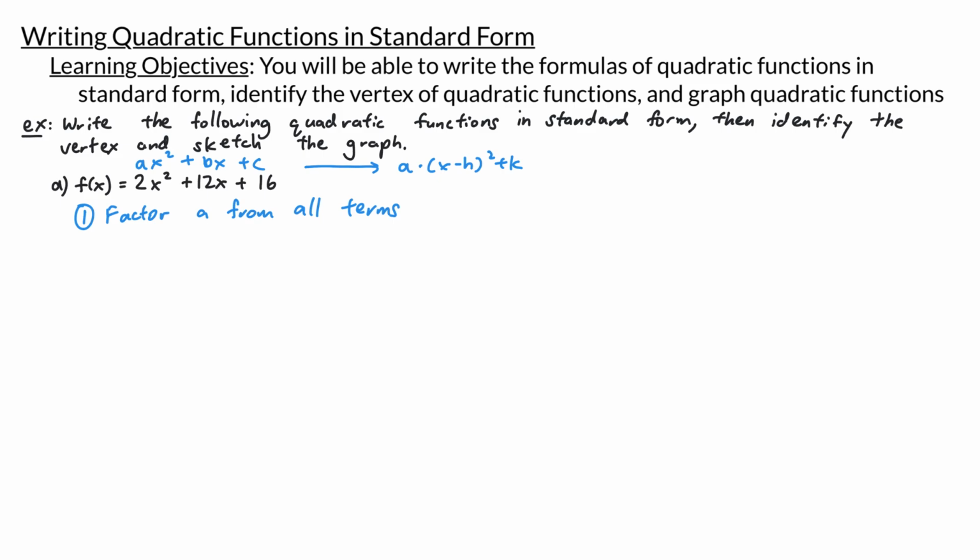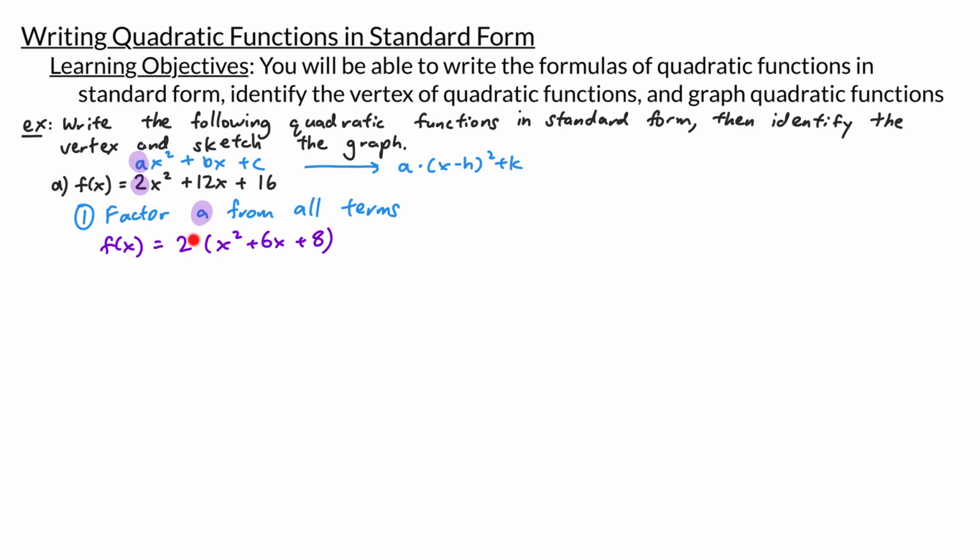Our first step is to factor a from all terms. The a that we're referring to is the coefficient of the x squared, or the number that's being multiplied to the x squared. In this case, it's 2. So taking our polynomial and factoring 2 from all of our terms, we have 2 times x squared. If I have 12x and I factor out 2, I'm left with 6x. And then lastly, if I have 16 and I factor out a 2, I'm left with 8.